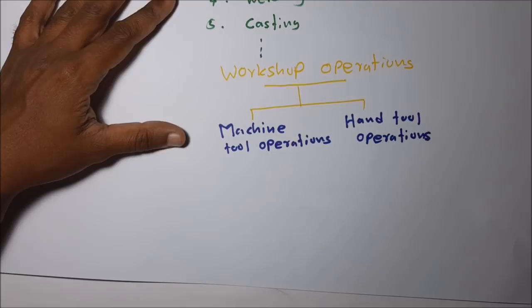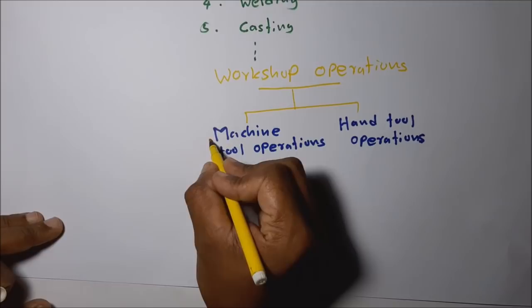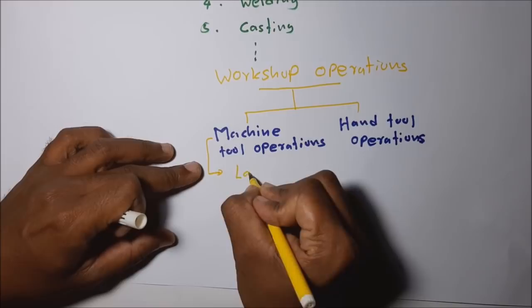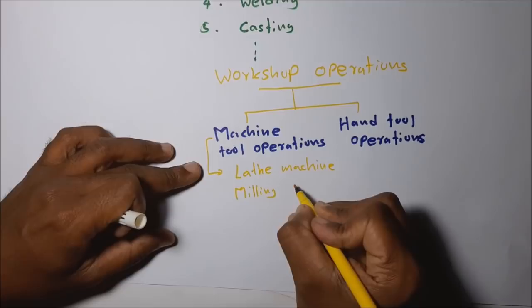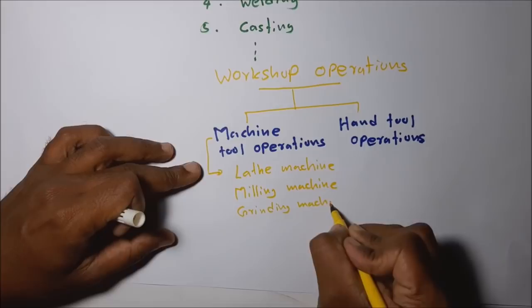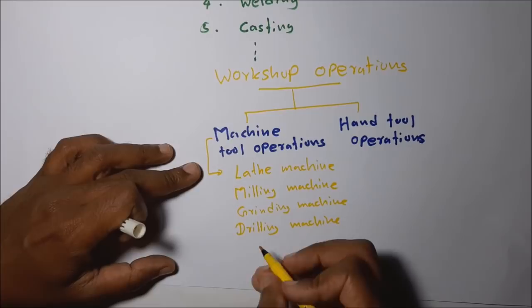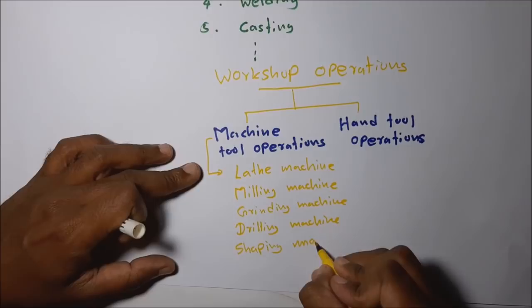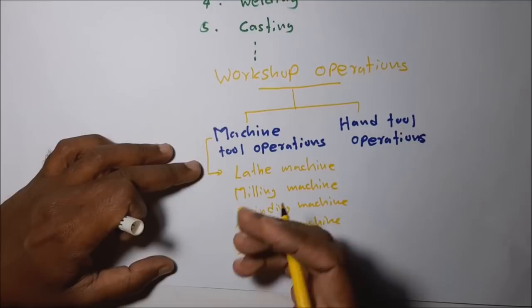What are the machine tools available in the workshops? Lathe machine, milling machine, drilling machine, shaping machine, all these are machine tools. If the operation is done using a machine tool, you can call it a machine tool operation.